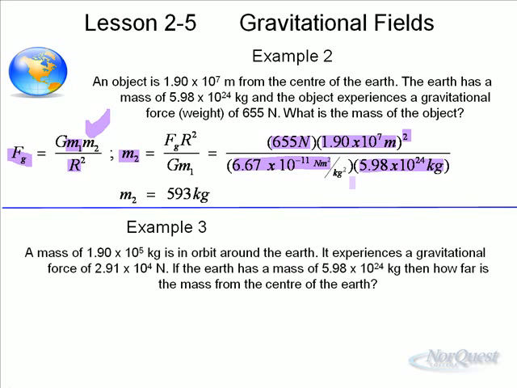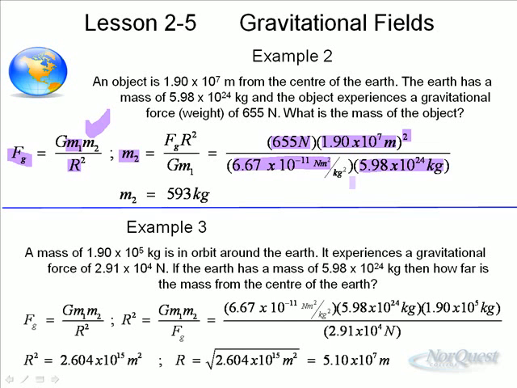All right, here's another example. It says a mass of 1.9 times 10 to the 5 kilograms is in orbit about the Earth. It experiences a gravitational force of 2.91 times 10 to the 4 newtons. The Earth has a mass of 5.98 times 10 to the 24. How far is the mass from the center of the Earth?